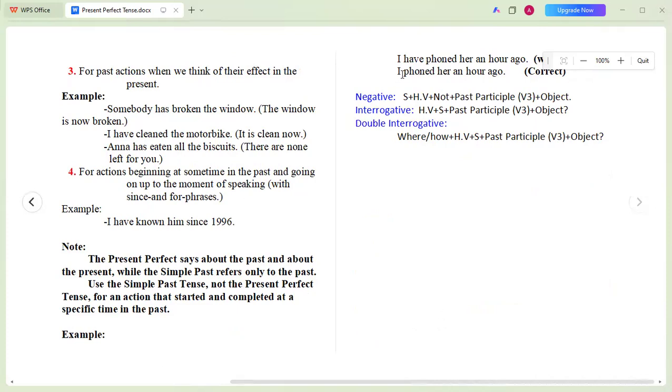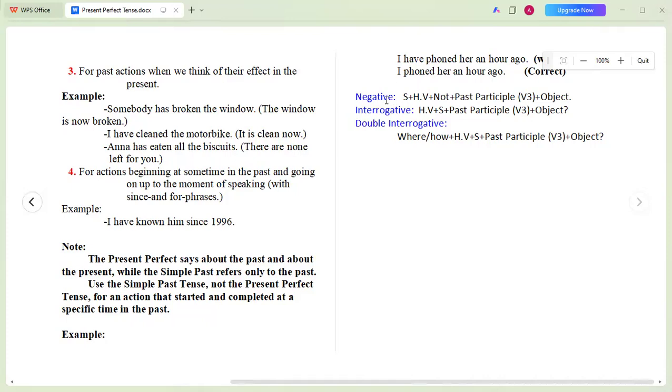Example, I have phoned her an hour ago. This is a wrong tense, okay? Because the time is mentioned here. If the time is mentioned, it represents past indefinite. I phoned her an hour ago. You can also say I called her, because British mostly say I phoned. They don't say I called. So I hope you will get it.